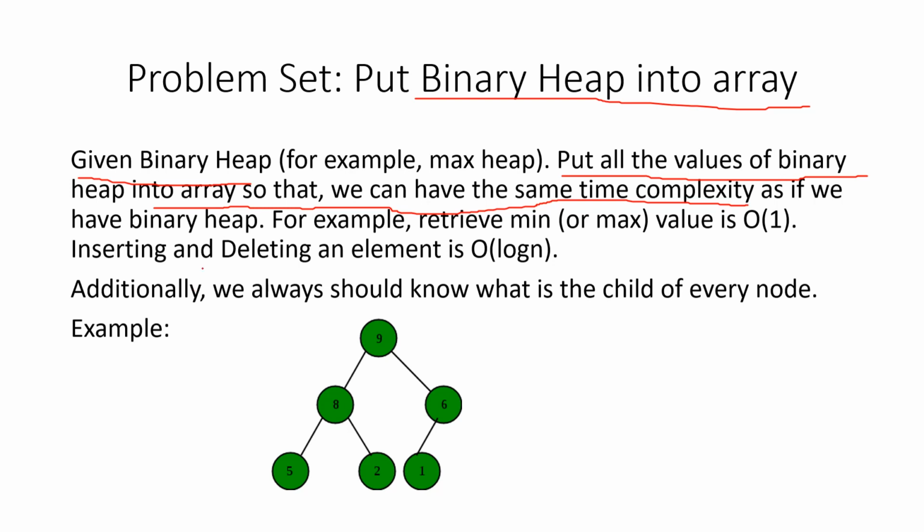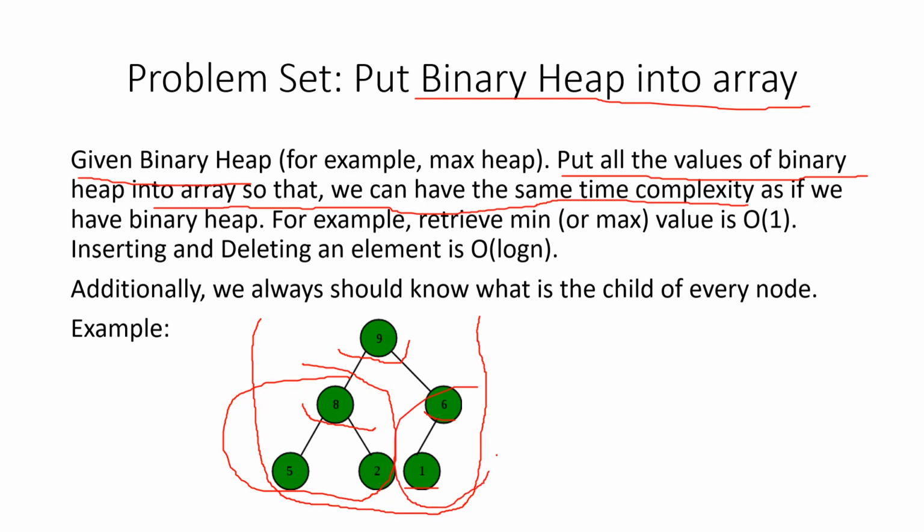So let's say we have this kind of max heap, as you can see, because the value of the parent is bigger than the value of its children, and it applies to this subtree, and also the whole tree itself.